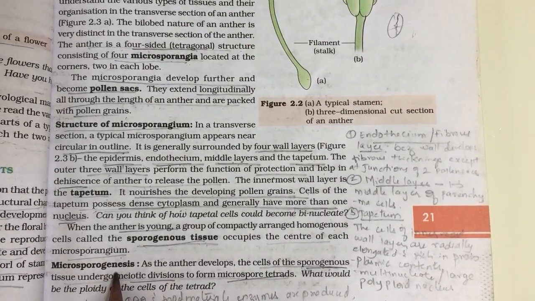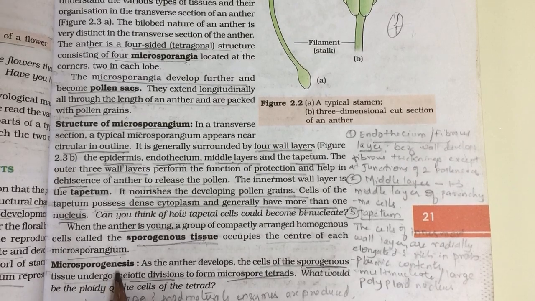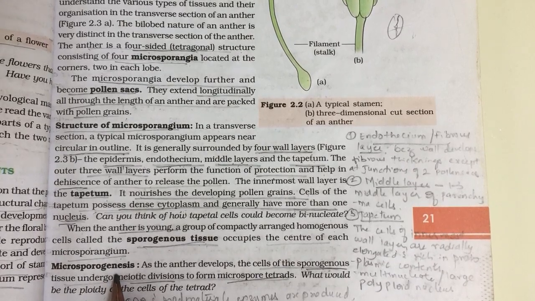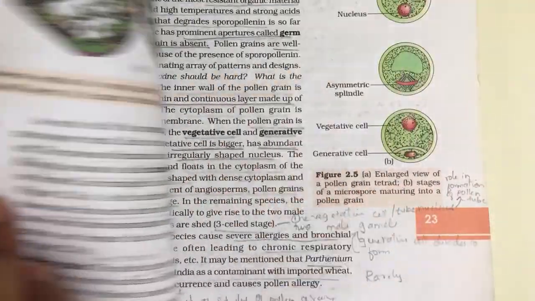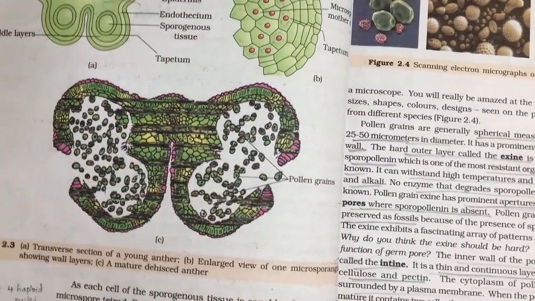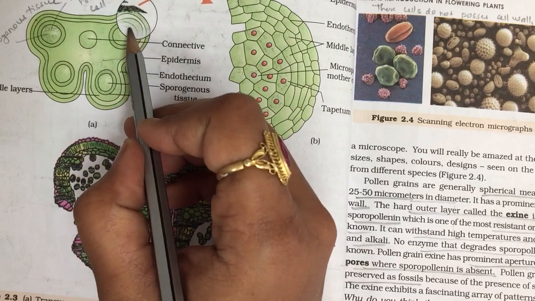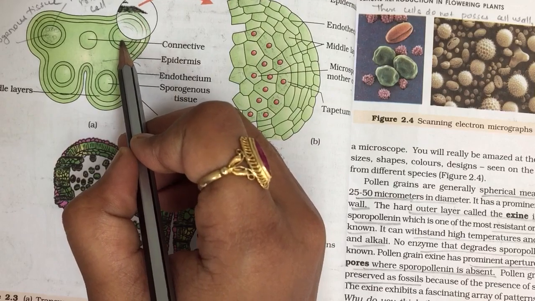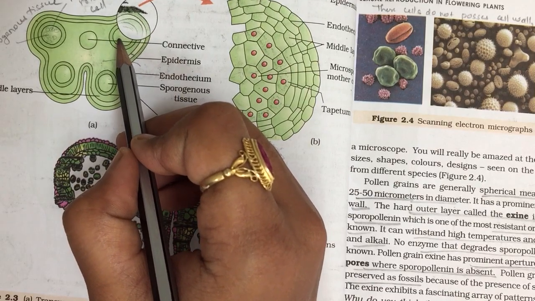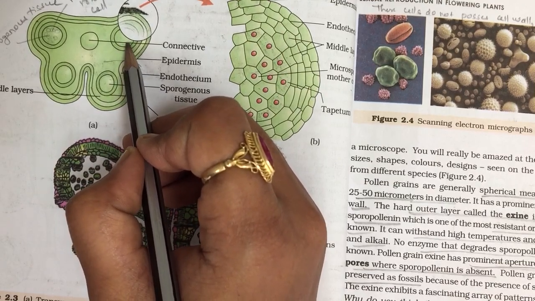Microsporogenesis is the process of formation of microspores from microspore mother cells through meiosis. This is the definition of microsporogenesis. Here the cells of the sporogenous tissue, as we discussed in the previous video, these were the 4 layers, and this is the microsporangium, which is covered by tapetum, and it consists of sporogenous tissue. When the anther is young, it consists of sporogenous tissue. Now each sporogenous cell will develop into a microspore tetrad.